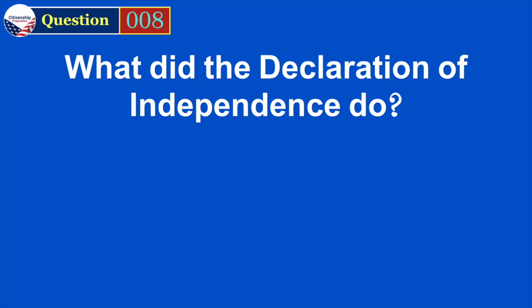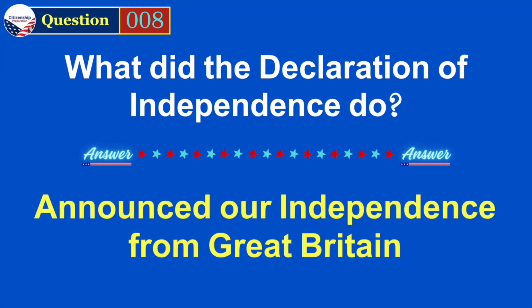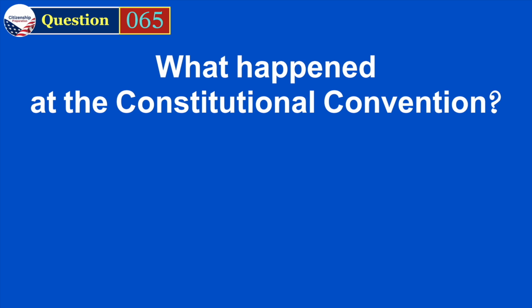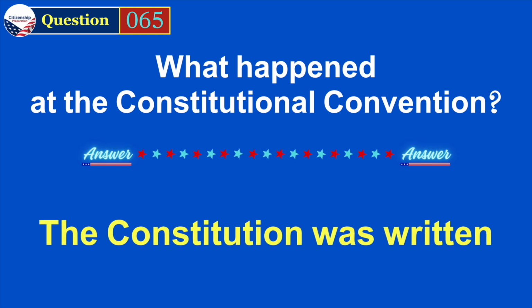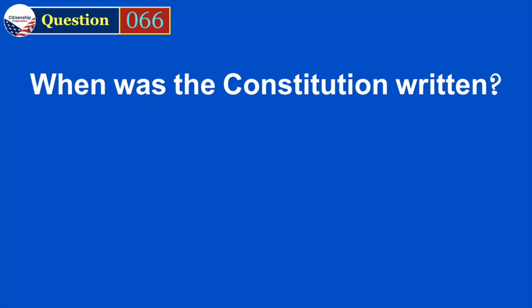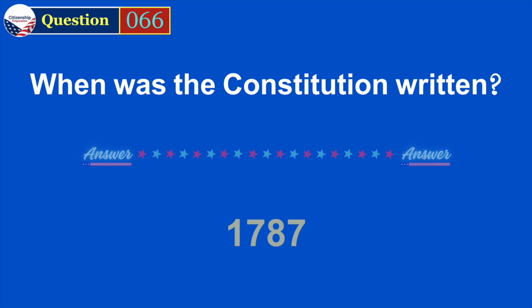What did the Declaration of Independence do? Announced our independence from Great Britain. What happened at the Constitutional Convention? The Constitution was written. When was the Constitution written? 1787.